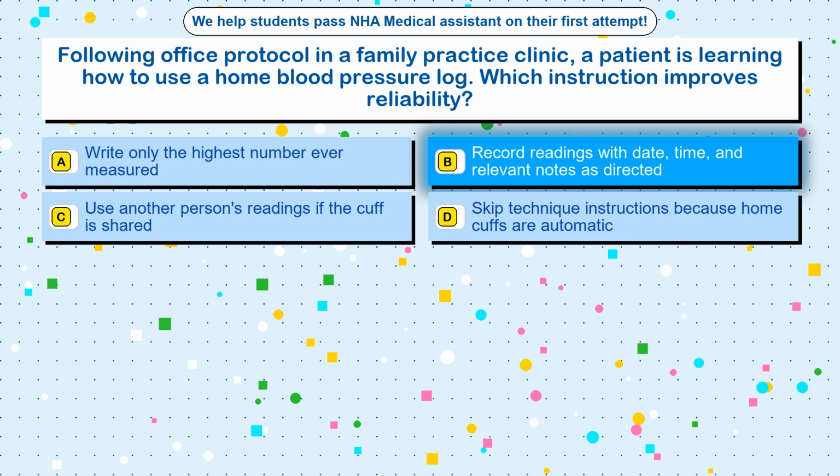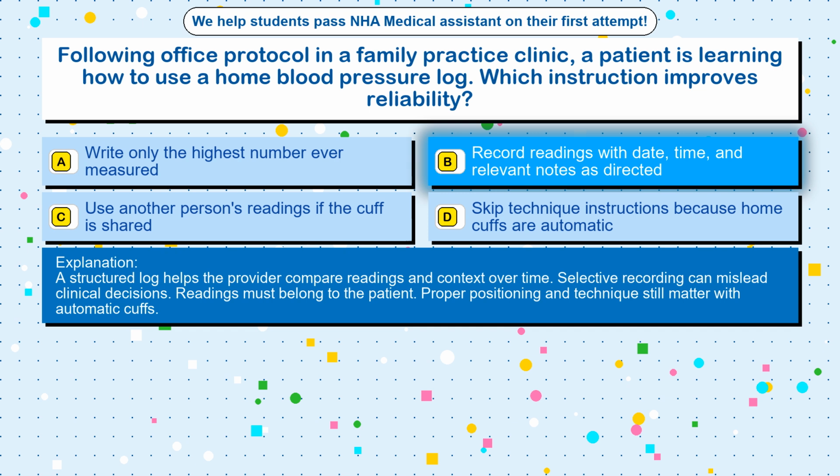Record readings with date, time, and relevant notes as directed. A structured log helps the provider compare readings and context over time. Selective recording can mislead clinical decisions. Readings must belong to the patient. Proper positioning and technique still matter with automatic cuffs.